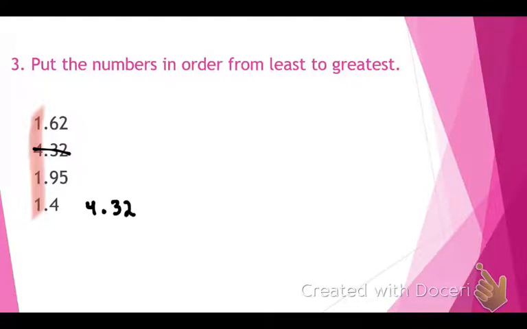Now, which one looks different than the rest of them? 1.4. Add a what at the end if you want it to look the same? 0. Maddie, what's the tiniest one? Okay, 1.4. Autumn, what's the next one? 1.62. Third one, Jonathan? 1.95. Okay, and that is in order from least to greatest.